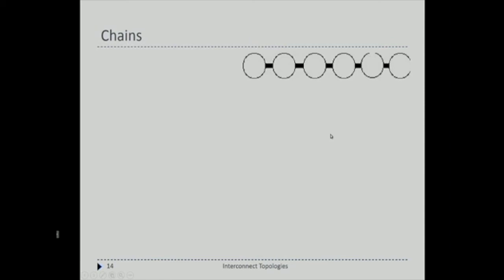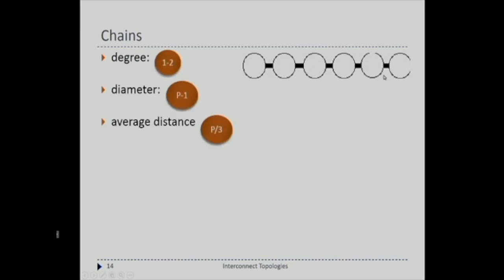Chains are at the other extreme. Here is a long one-dimensional chain, no end-around connection. What is the degree? How many connections does each processor have? Very quick. 2. What is the diameter? Okay, the diameter is the longest distance, which is between this guy and this guy, which is p minus 1, right? So diameter is p minus 1.